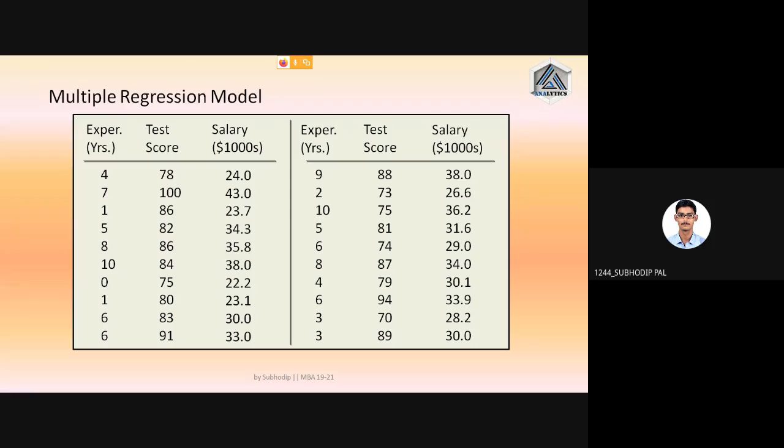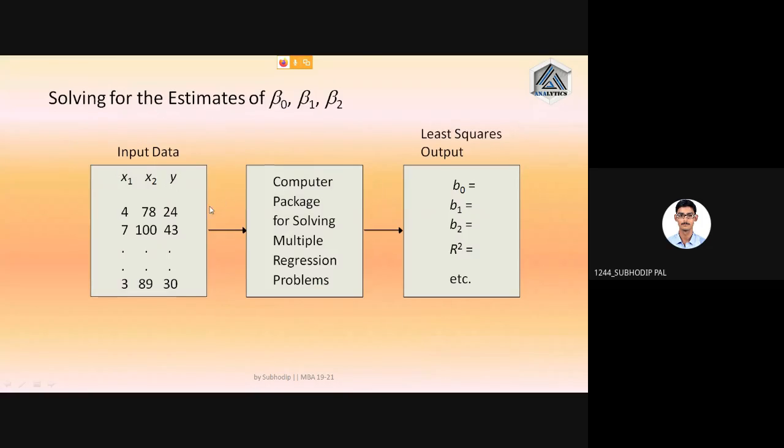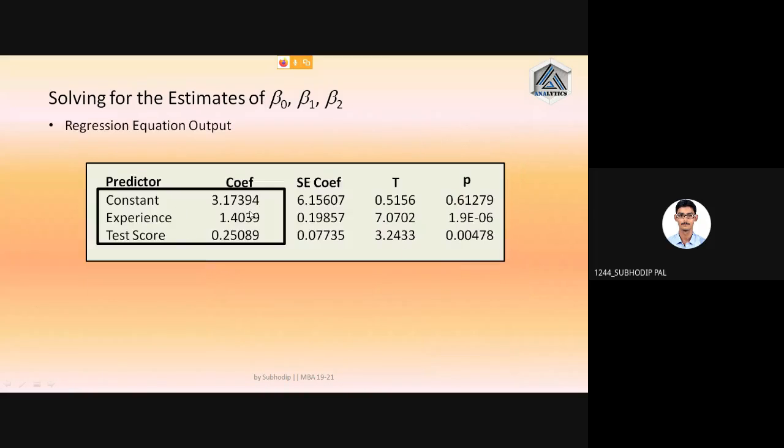Okay. Salary is dependent on both test score and experience. So I can say salary is my dependent variable, and test score and experience are my independent variables. So this is what my regression model is. This is what the output is.